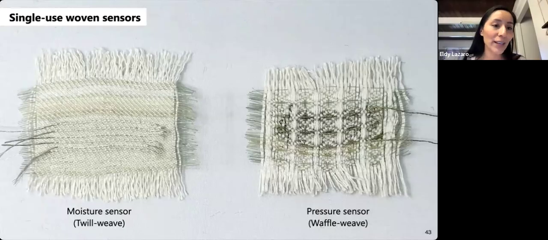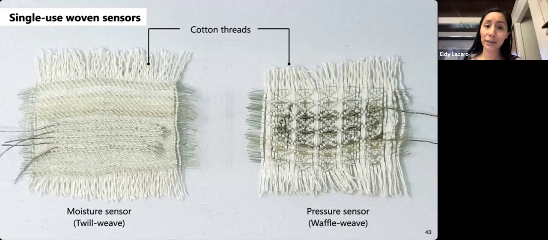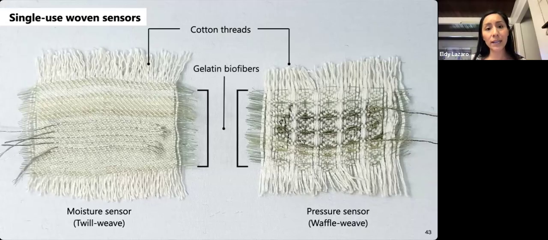Some of the applications, as I mentioned before, were for smart textiles. The reason why, again, we go back to smart textiles or interactive textiles is because separating textiles or fabrics from conductive materials is very difficult. So we noticed that by weaving, we can make a moisture sensor and also a pressure sensor, in which the gelatin biofibers could be on the weft, which is horizontally, all the greenish color fibers. Those are the gelatin biofibers, and then the white vertically are the cotton threads. And then we have some conductive threads.